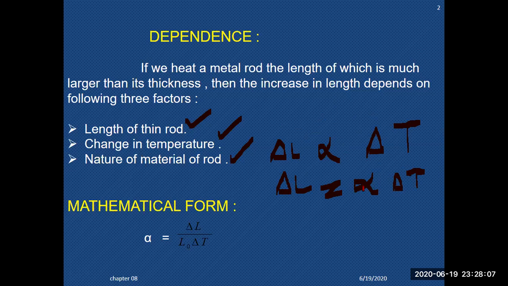So this one is the constant of proportionality, which is called coefficient of linear expansion. It is written with alpha. So this alpha is equal to del L divided by L naught. So L naught is basically the initial length. If you combine these two, del L is directly proportional to L naught, and it is also directly proportional to del T.